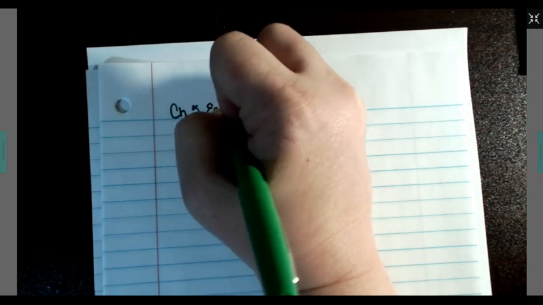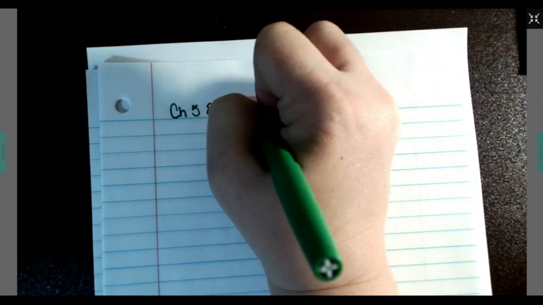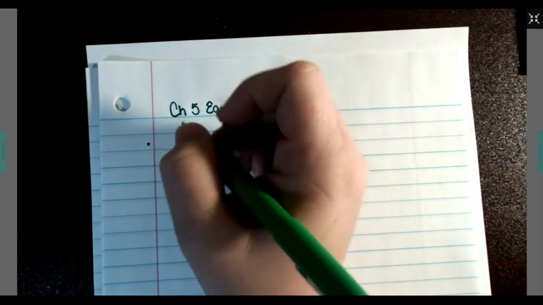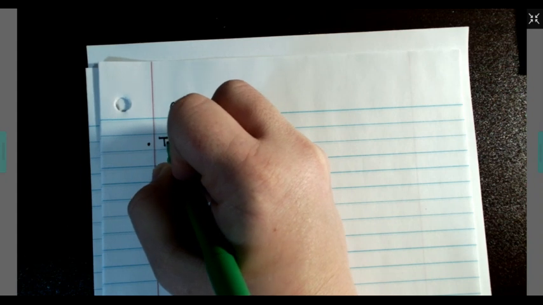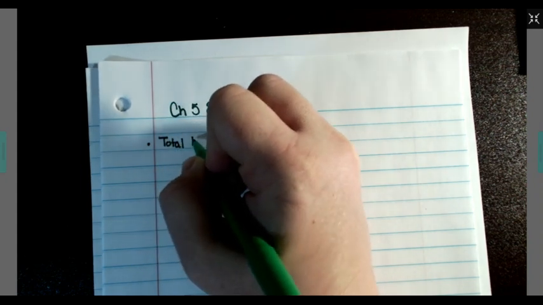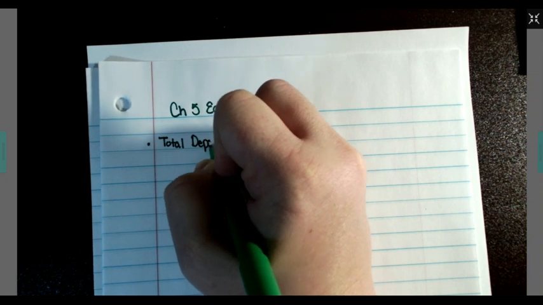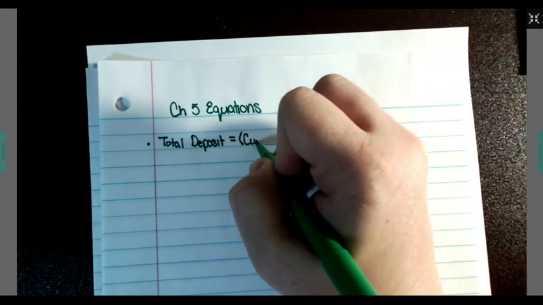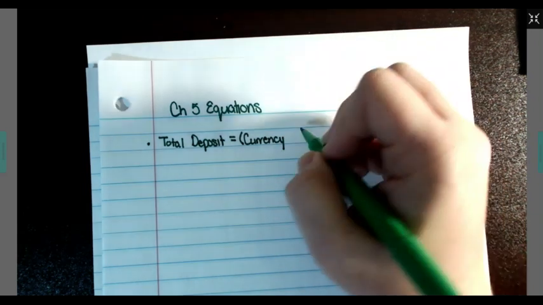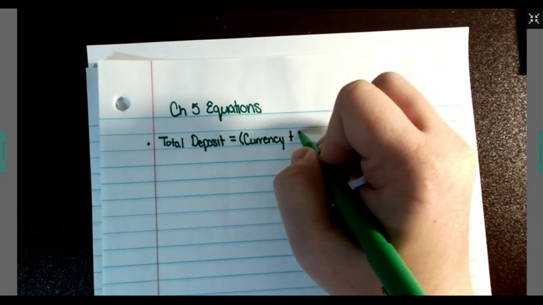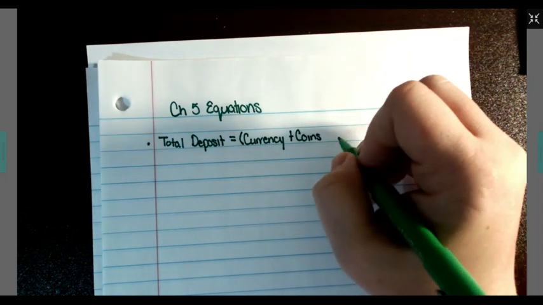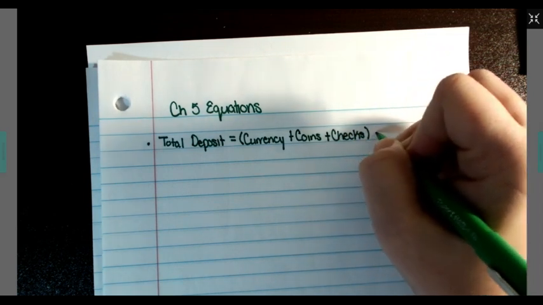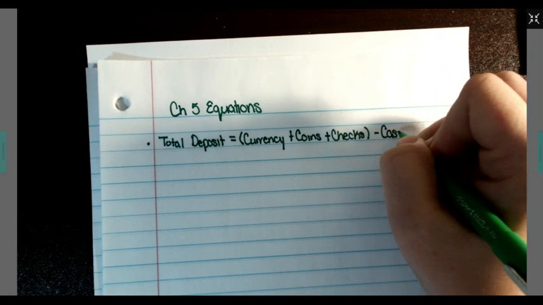Chapter 5 Equations. For this lesson, our one equation is going to be total deposit equals currency plus coins plus checks minus cash received.